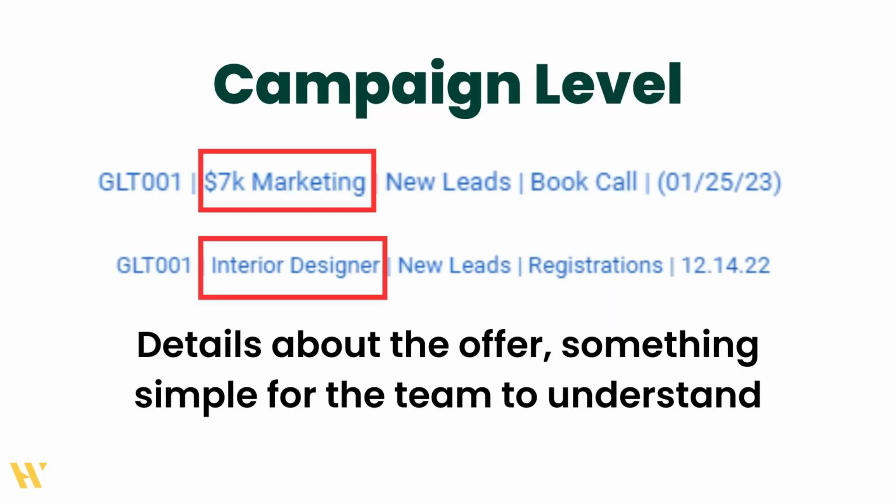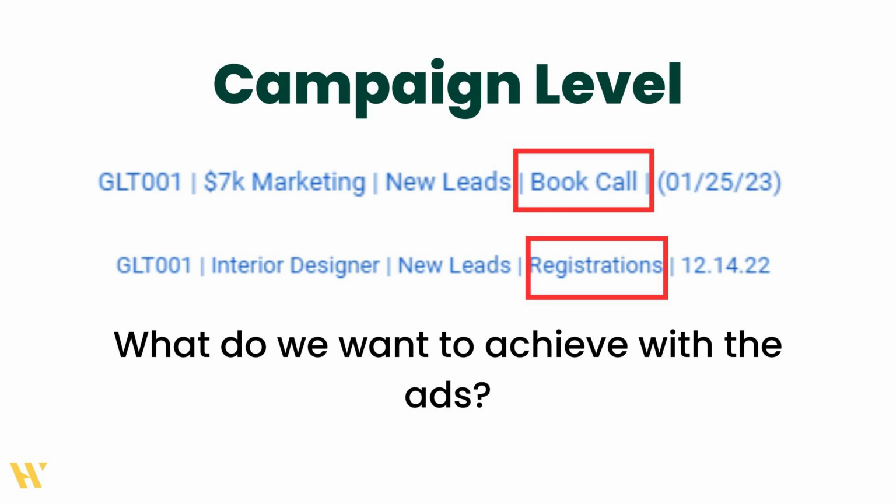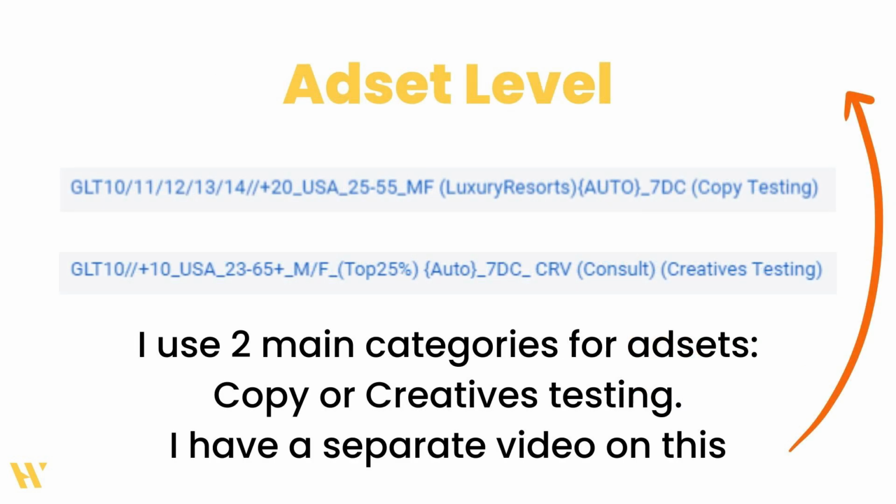Next, we have a concise detail of the offer and then the campaign objective, like new leads. Lastly, we have the campaign goal, such as book a call or website registration. And the last bit? It's the date. Pretty cool, right? Moving on to the ad set level.